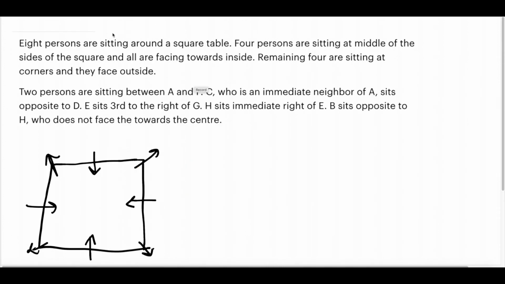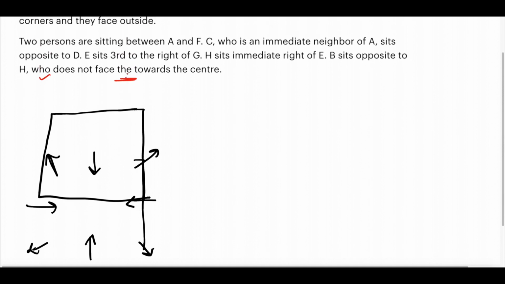Okay, so here is the next question. 8 persons are sitting around a square table. 4 persons are sitting in the middle of the sides of the table, and all are facing inside. So the ones who are sitting in the middle of the sides are facing inwards, and the ones who are sitting at the corners are facing outside.